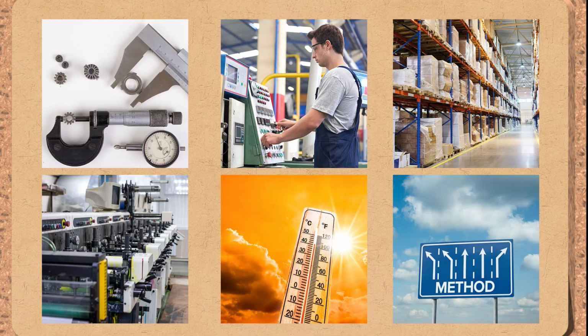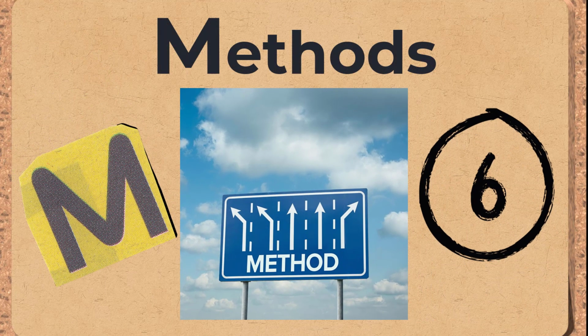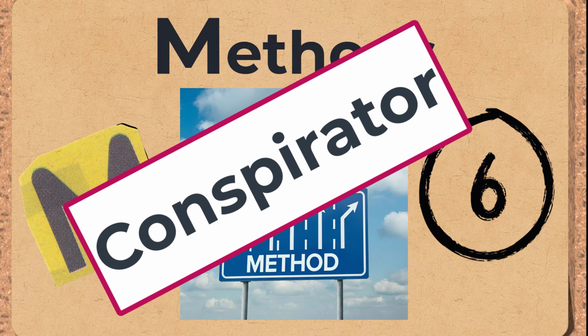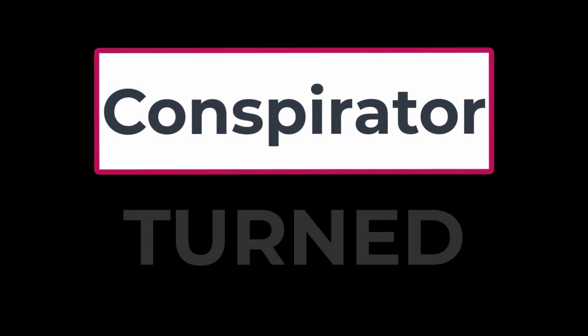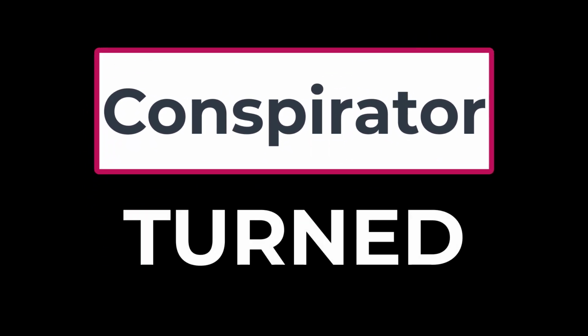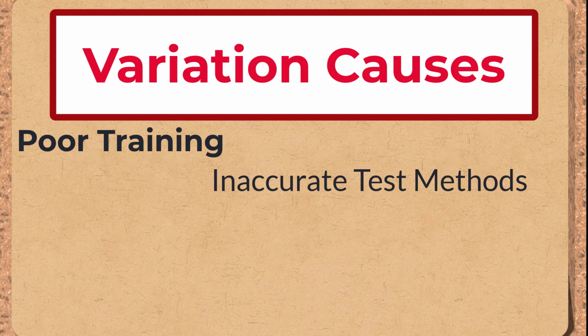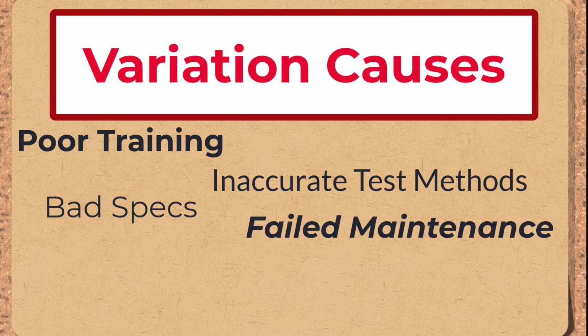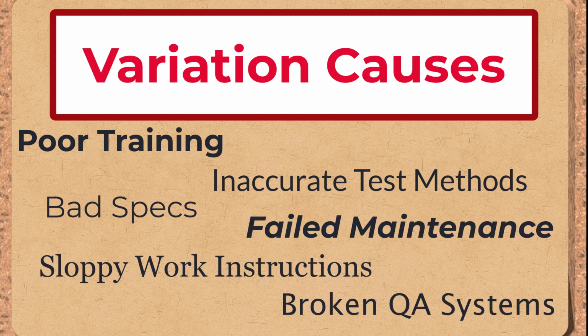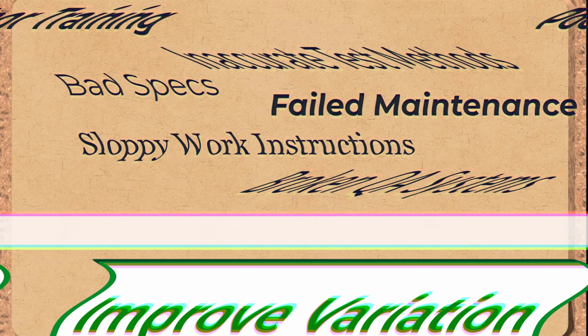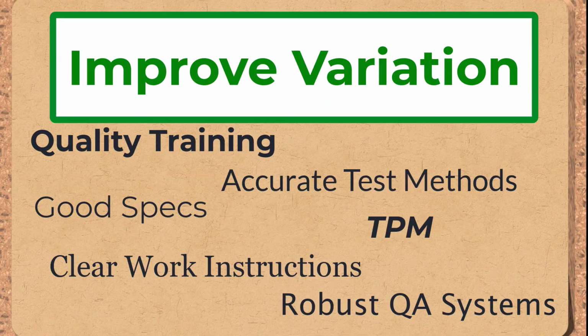Our final suspect is methods. Methods always conspire with other suspects in this crime of variation. However, they can be turned to aid the investigator too. Methods are the common thread connecting all of the variation suspects together. A lack of good training programs, test methods, material specs, maintenance procedures, work instructions, and quality systems can be the cause of variation. But the reverse is also true. Poor methods are guilty conspirators, but good methods can help imprison variation.